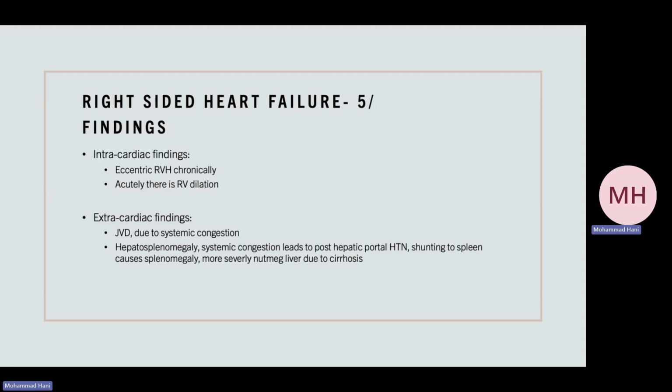There are three types of portal hypertension. This is post-hepatic portal hypertension. Two things happen in post-hepatic portal hypertension. Firstly, you get shunting to the spleen because of the different shunts that occur, so you get splenomegaly because of increased blood volume in the spleen. Next, because of this standing blood and hepatosplenomegaly, if the liver gets damaged and cirrhotic, you see a nutmeg liver. This is another characteristic finding. An important finding is nutmeg liver in right-sided heart failure.